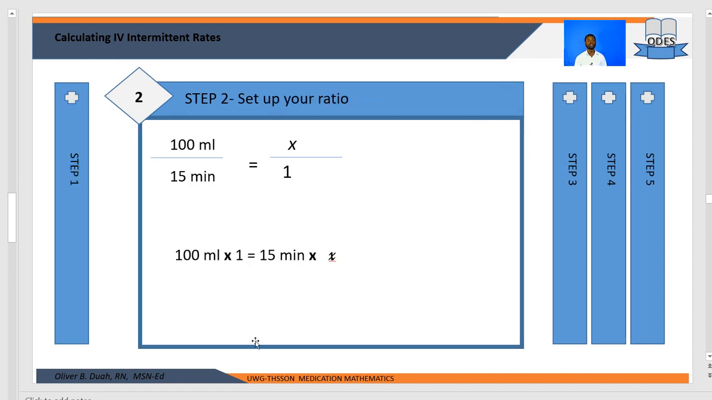Using ratio and proportion, we will set up our ratio. So we know that we have 100 ml to be given over 15 minutes. Okay, this is going to be equal to x over 1. And so we have 100 ml times 1 equals 15 minutes times x.